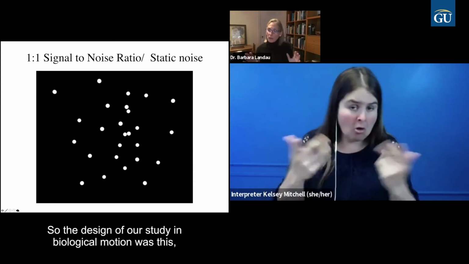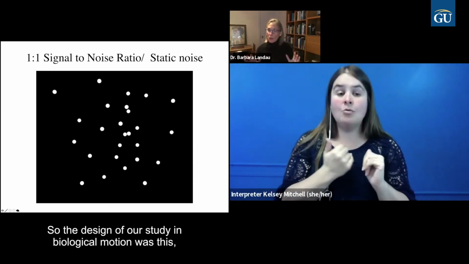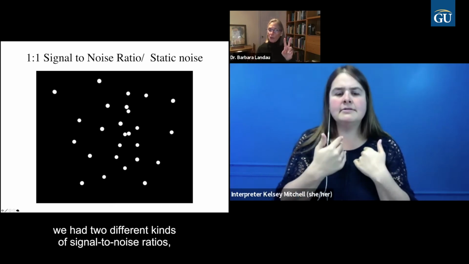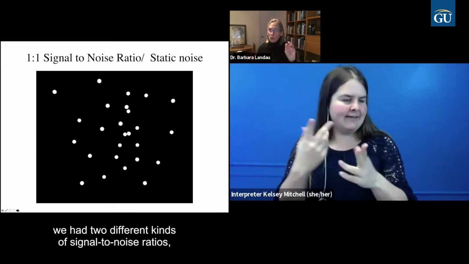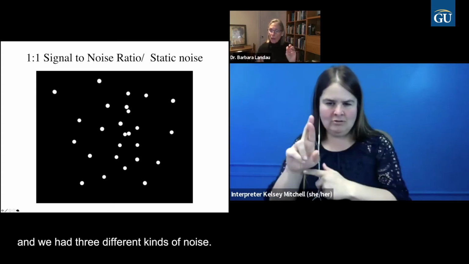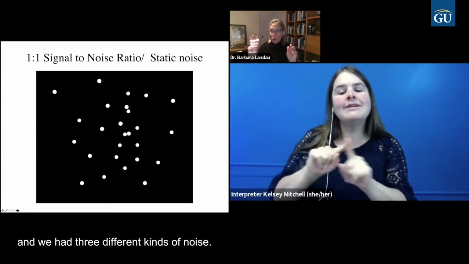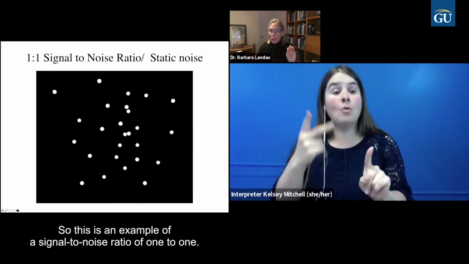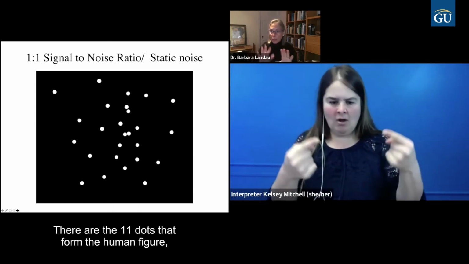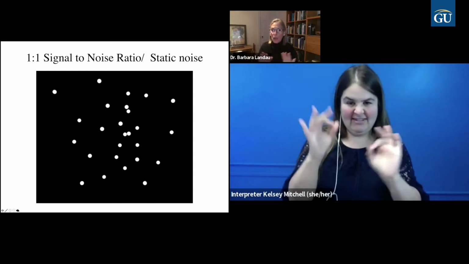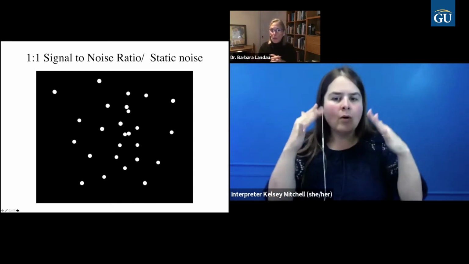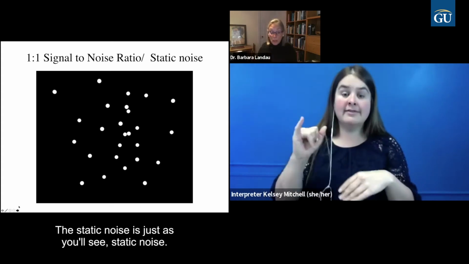So the design of our study in biological motion was this. We had 2 different kinds of signal to noise ratios, and we had 3 different kinds of noise. So this is an example of a signal to noise ratio of 1:1. There are the 11 dots that form the human figure, and then there are 11 dots that are noise dots. The static noise is just, as you'll see, static noise.